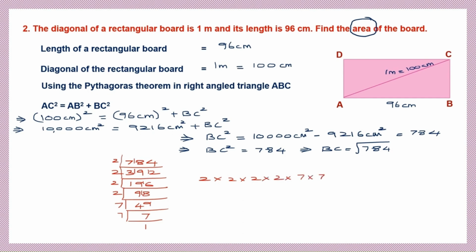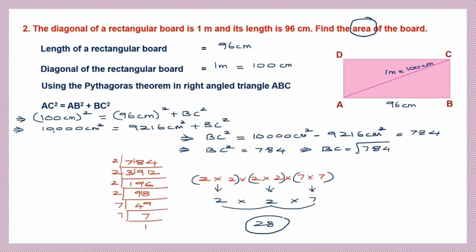Now pair it up. So I'm going to pair this up. So there are 2 in each pair here. I'm going to take 1 from each pair. From here I'm going to take 1. From here I'm going to take 1 number. From here also I'm going to take 1 number. So that is 2 into 2 into 7. 2 twos are 4. 4 sevens are 28. So that means the square root of 784 is 28.